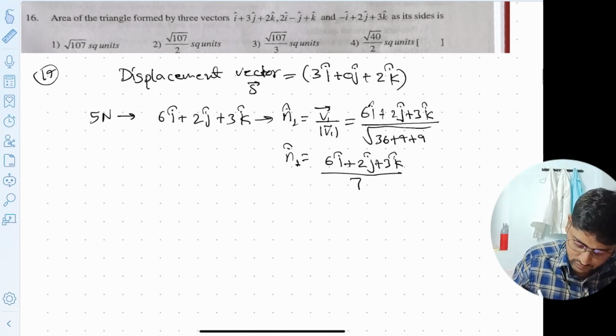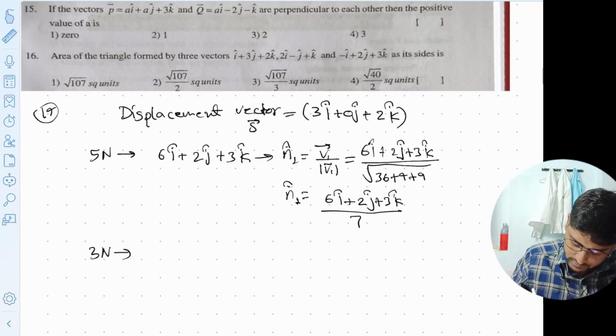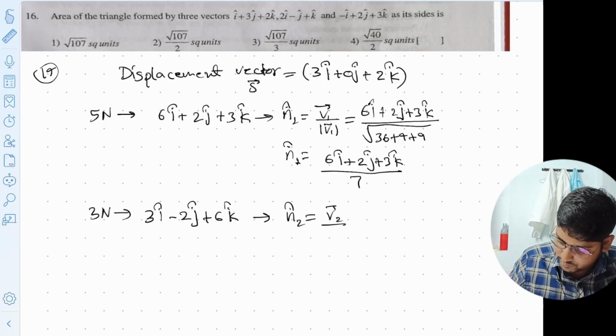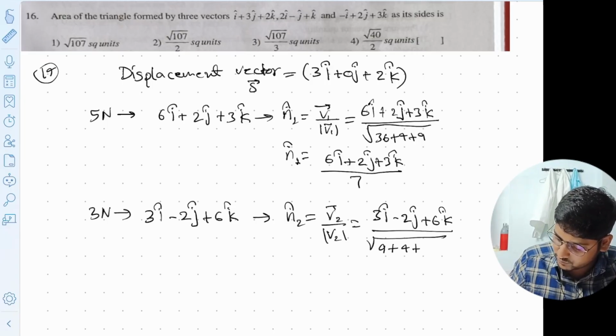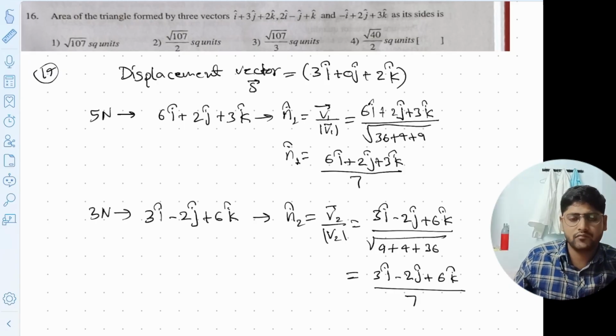Same way we have to calculate for the 3 Newton and 1 Newton. For 3 Newton, the vector is given as 3 i cap minus 2 j cap plus 6 k cap. So n2 will be what? Vector 2 divided by magnitude of vector 2. 3 i cap minus 2 j cap plus 6 k cap divided by the square root of 3 squared 9 plus 2 squared 4 plus 6 squared 36. Again the same, it will be 3 i cap minus 2 j cap plus 6 k cap divided by 7. It will come 49, the square root is 7.